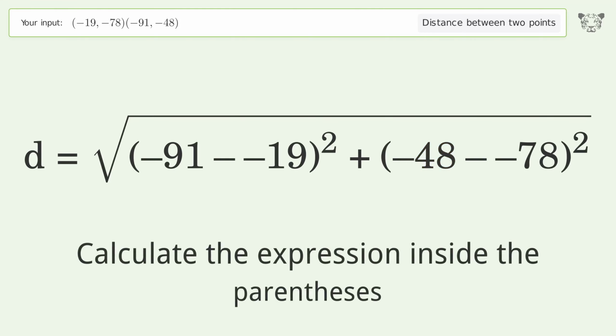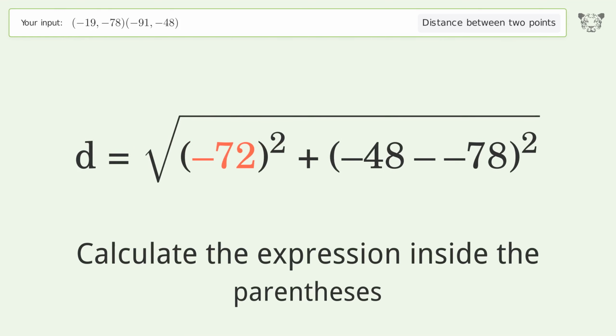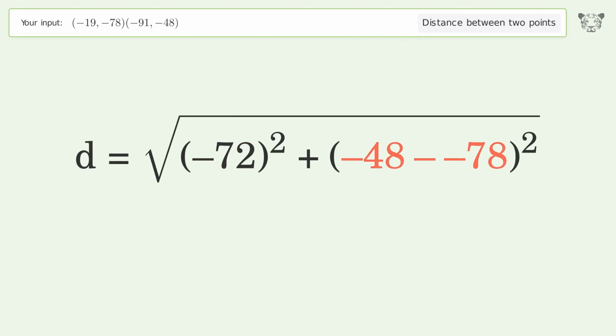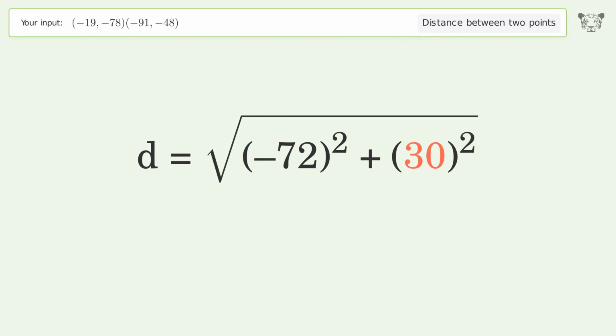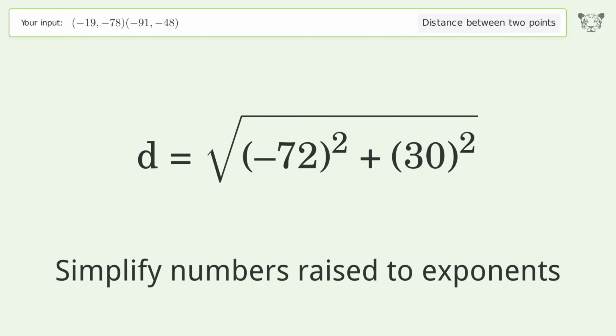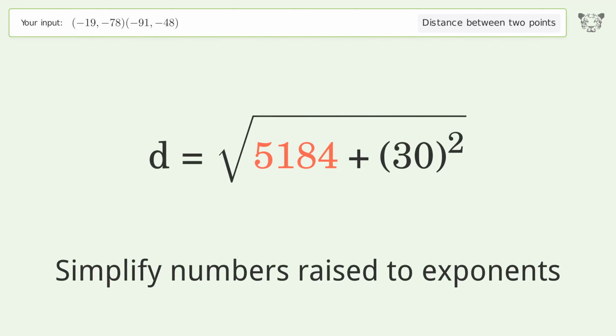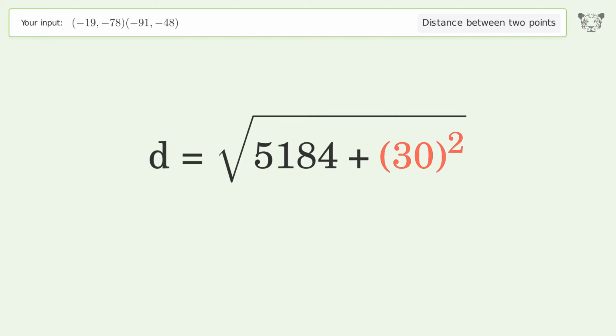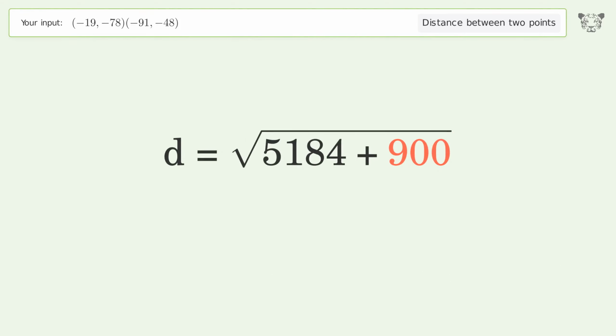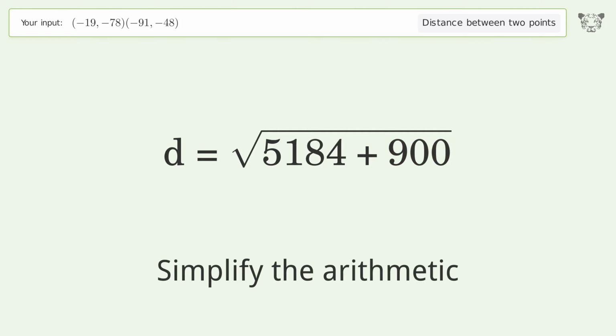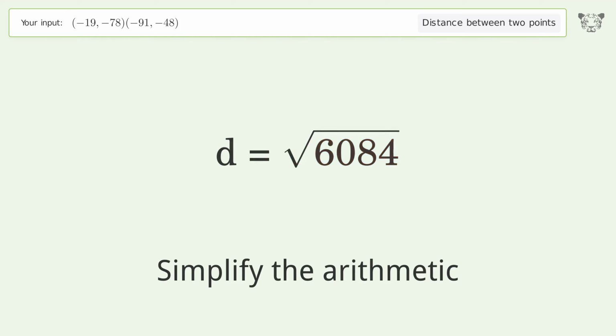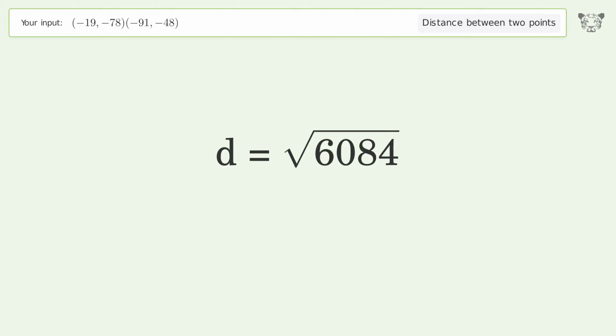Calculate the expression inside the parentheses. Simplify numbers raised to exponents. Simplify the arithmetic. And so the distance between the 2 points is the square root of 6,084, or 78.